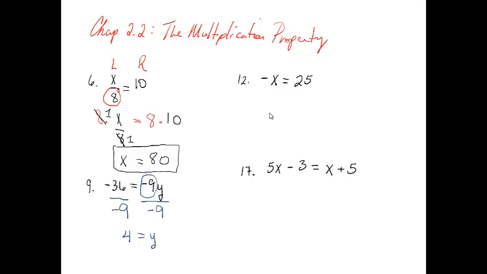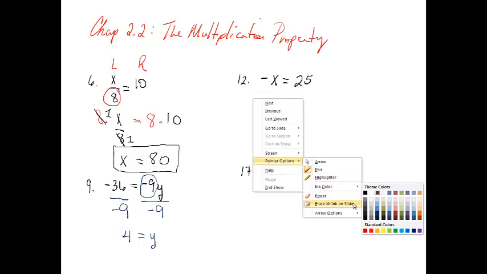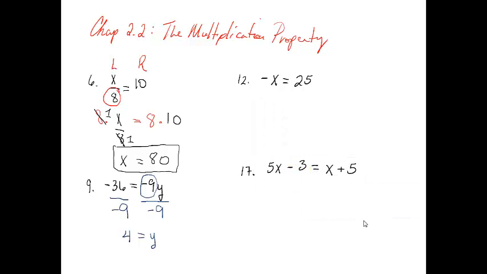Let's see what we have going on in number 12. So this says negative x equals 25. Alright, so we always talk about isolating the variable. The variable needs to be by himself with a coefficient of positive 1. What is the coefficient right now on x? What does that negative in front of x mean? It means negative 1x. Let's write it again. Negative 1x equals 25. So my coefficient isn't a positive 1, it's a negative 1, which means I still need to isolate my variable.